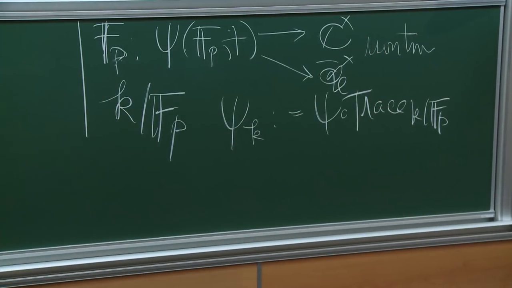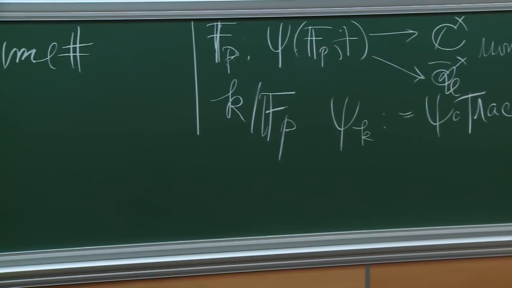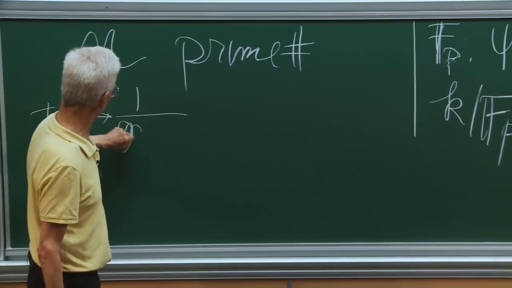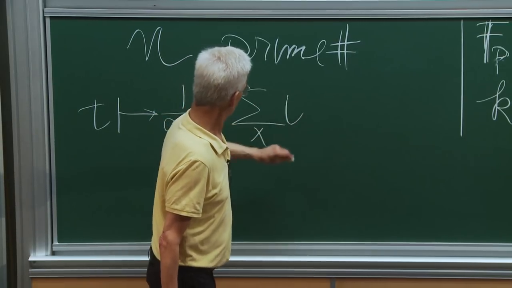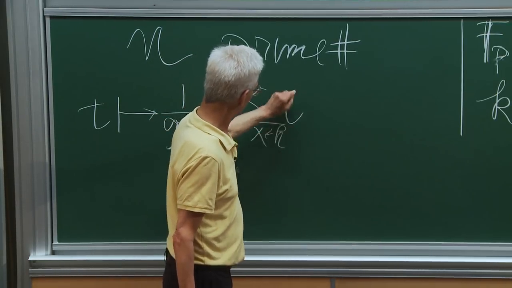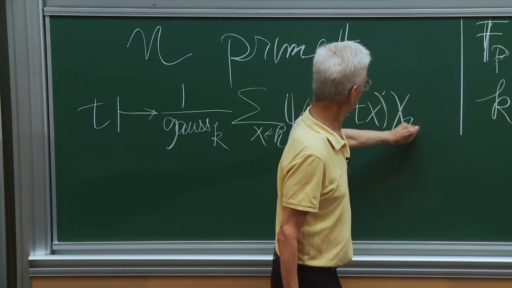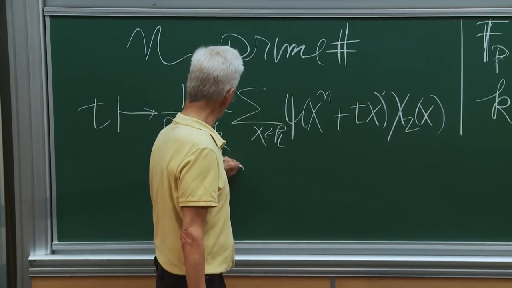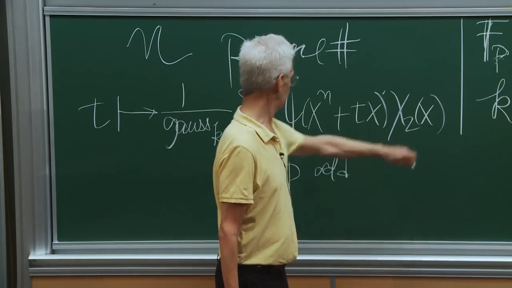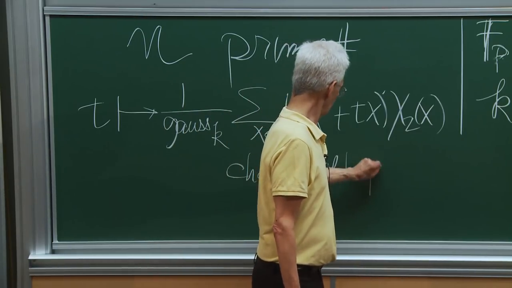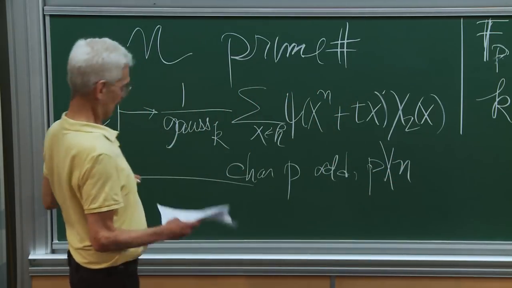And the example I want to put on the board, if n is a prime number, and I look at a normalization with some Gauss sum, which is not important right now, the sum over x in k of psi of x to the n plus tx, t is the parameter, times the quadratic character of x. So here we should be in any characteristic p, which is on the one hand odd, because otherwise quadratic character doesn't make sense, and p doesn't divide n, and since it's a prime, isn't equal to n.